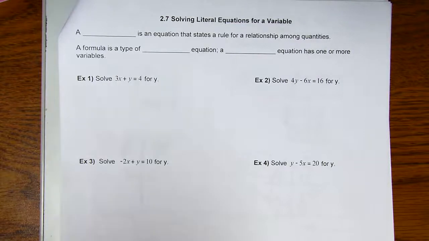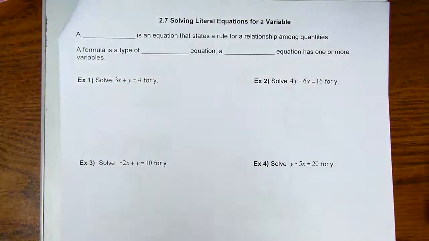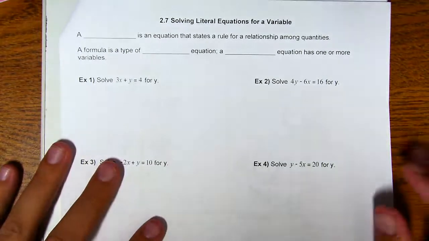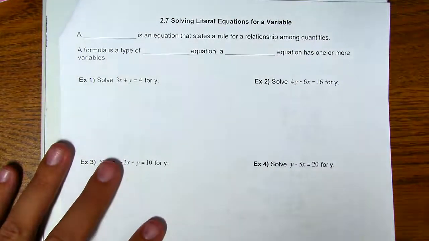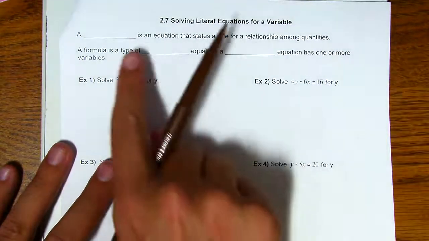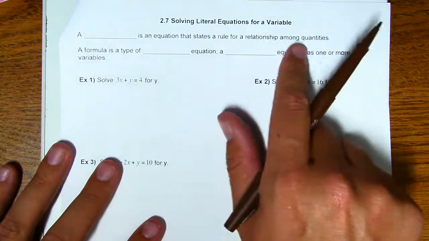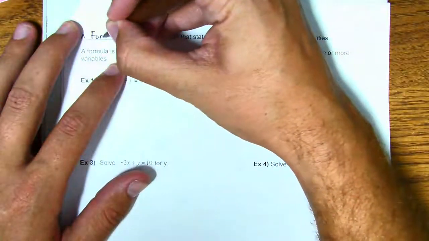Okay, so this is video notes for 2.7, solving literal equations for a variable. Let's get into it. So a blank is an equation that states a rule for a relationship among quantities. That's going to be a formula.